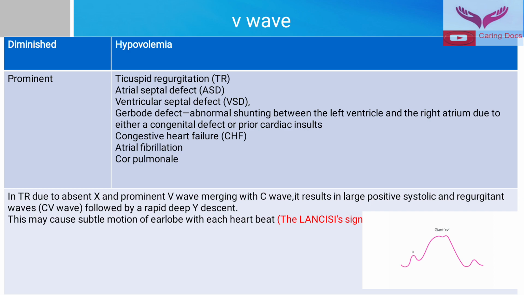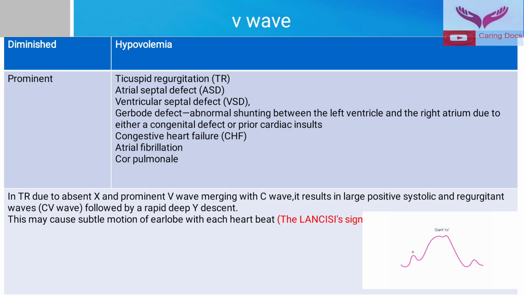Diminished V waves or prominent V waves. Diminished V waves are seen in hypovolemia, and prominent V waves are seen in tricuspid regurgitation, atrial septal defect, ventricular septal defect, and there is one defect called Gerbode defect. It is the abnormal shunting between the left ventricle and the right atrium due to either a congenital defect or prior cardiac insult. The prominent V waves are also seen in congestive heart failure, atrial fibrillation, and cor pulmonale.